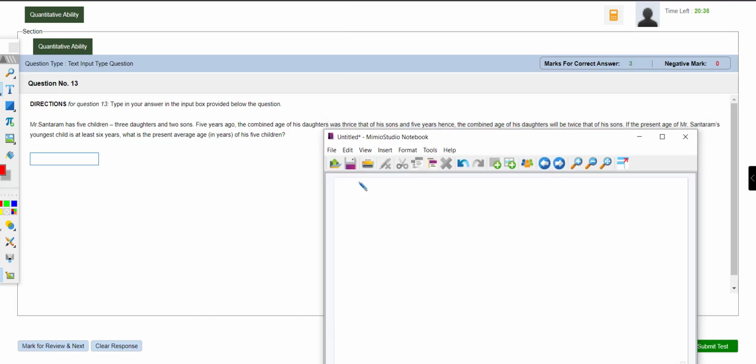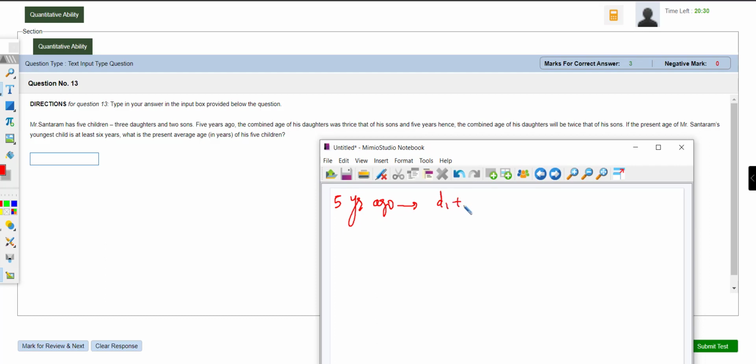So now look here, 5 years ago, the sum of ages of the daughters is equal to thrice the sum of ages of the sons. Sons are x1 and x2. So let's say d1, d2, d3, x1 and x2 are the ages 5 years ago.